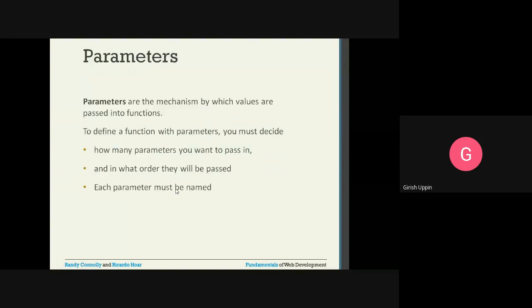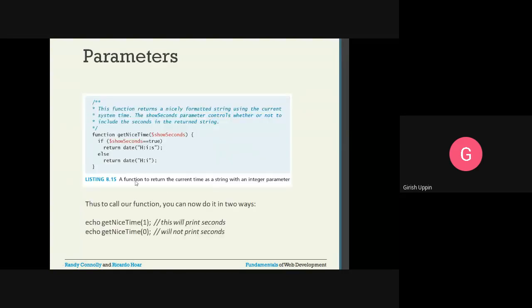Parameters are the mechanism by which values are passed into the function. To define a function with a parameter, you must decide how many parameters you want to pass and in what order, and each parameter must have a proper name. This is an example with one parameter: function getNiceTime and $showSeconds. Inside the code, we are checking whether $showSeconds is true. This is a binary type which will be true or false.